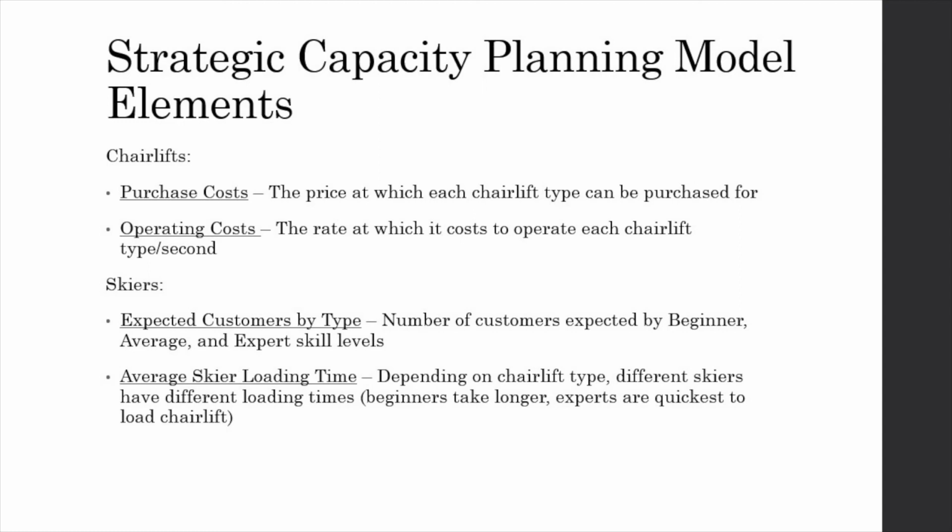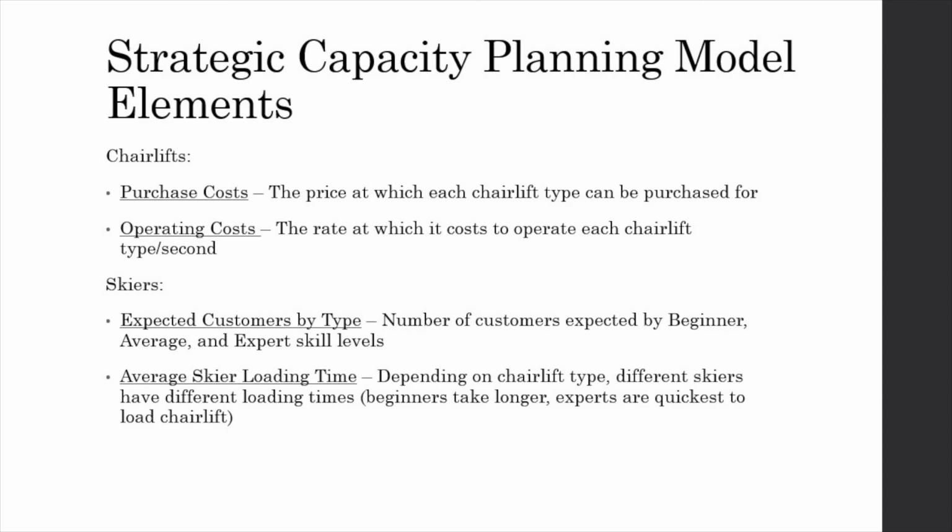The first main category would obviously be the chairlifts, and as I touched on just now, the purchase cost, which is the price at which each chairlift will actually be acquired, and then additionally the operating cost. So this is day to day, how much is it going to cost us as a ski resort when we are open to actually run these lifts.